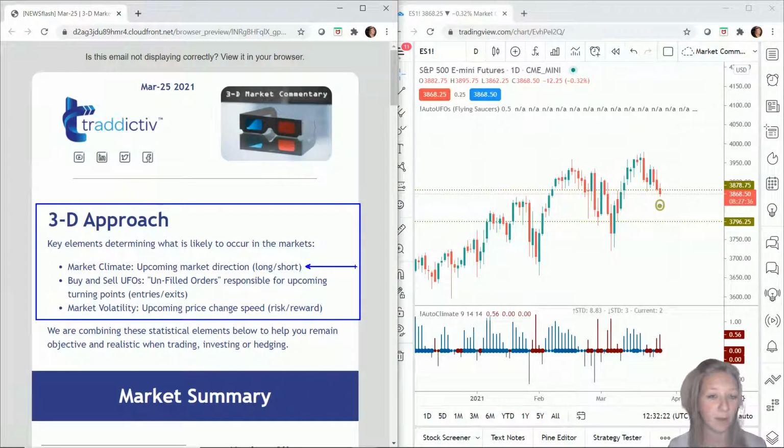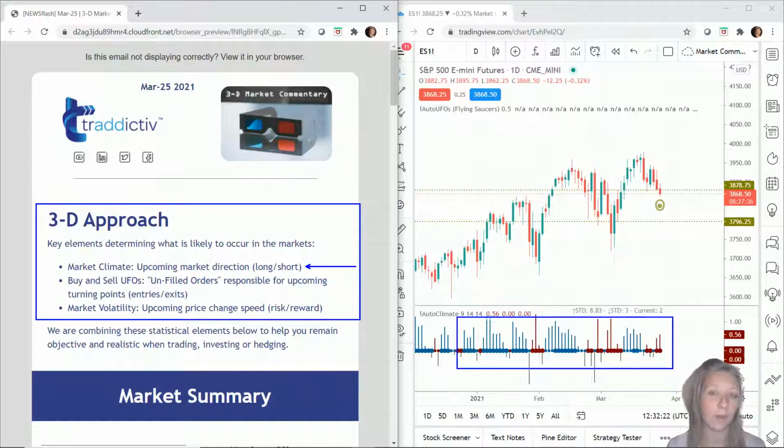First one being market climate. Market climate essentially is, where do we have probabilities? Do we have probabilities to the upside, to the downside, or maybe neither? So it gives us an idea of whether or not we should be going long or short or do nothing. We get that information from this here.